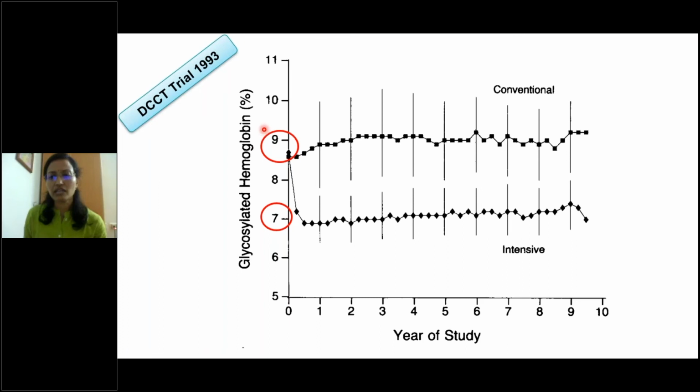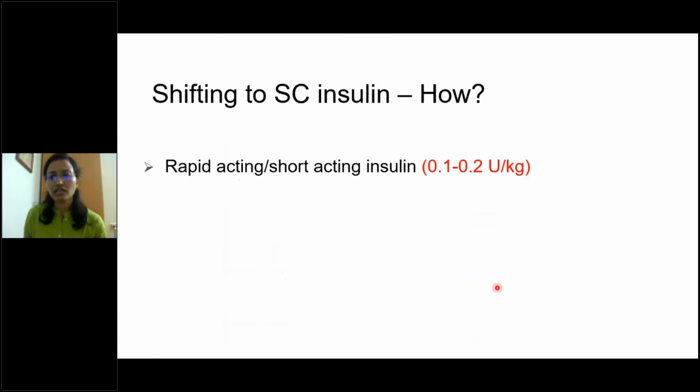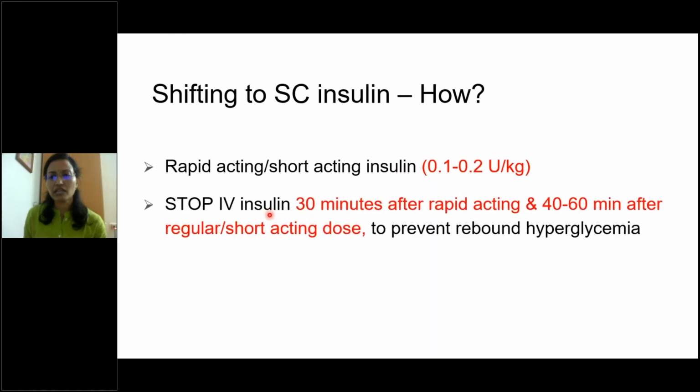The ISPAD, International Society for Pediatric and Adolescent Diabetes, recommends basal bolus therapy as a standard of care for any child or adult with type 1 diabetes. So when you decide to shift to subcutaneous, what are you going to do now? You have decided your type of insulin, either rapid or short acting. This is the dose initially, the first dose, 0.2 unit per kilo.